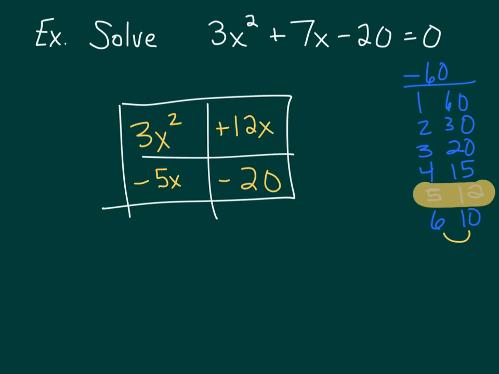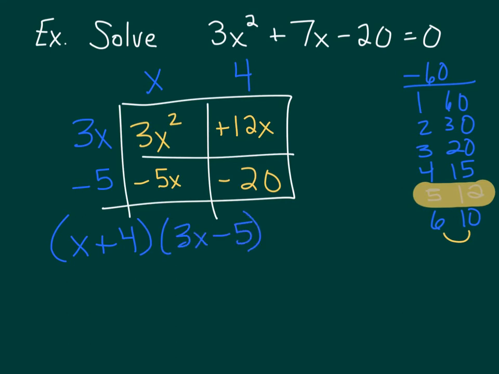So now I'm finding my greatest common factor of each row and each column. So between a 3x squared and a negative 5x is an x. Between a 12x and a negative 20 would be a 4. Between a 3x squared and a 12x would be a 3x. And between a negative 5x and a negative 20 would be a negative 5. So now I have x plus 4, 3x minus 5, and remember, it is all equal to 0. So now I'm going to set each of the parentheses equal to 0 and solve for x. So x plus 4 is equal to 0, and 3x minus 5 is equal to 0.